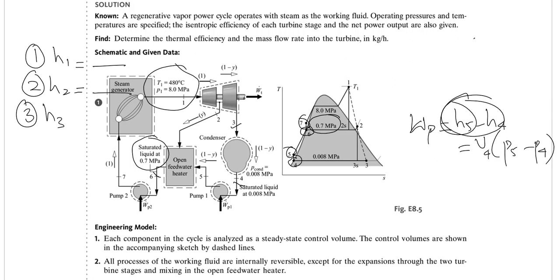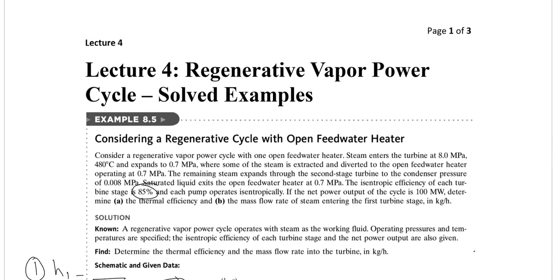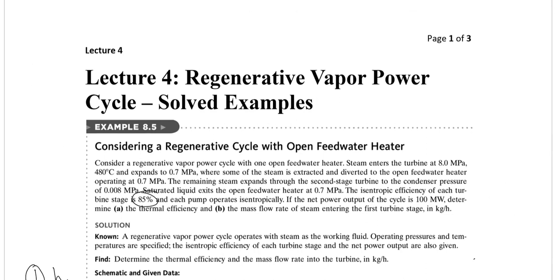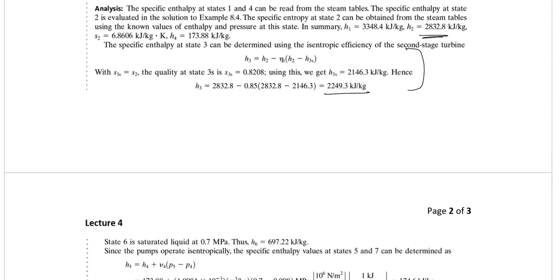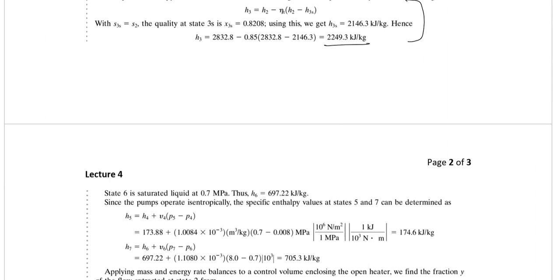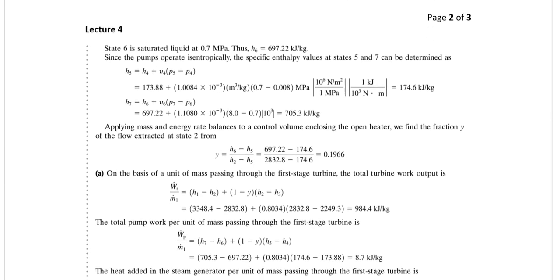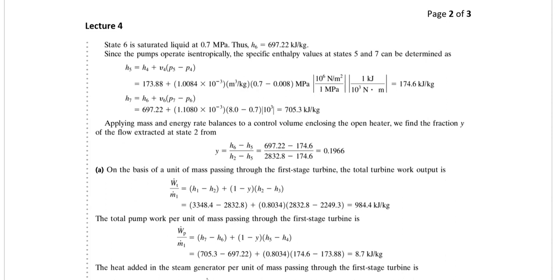Once we have all the enthalpies, you can proceed to the efficiency of the Rankine cycle with an open feed water heater. Not directly, though. You can first move forward to the energy balance of the feed water heater. That gives Y equal to (H6 minus H5) divided by (H2 minus H5). Y is the mass fraction which is bled out at state 2.